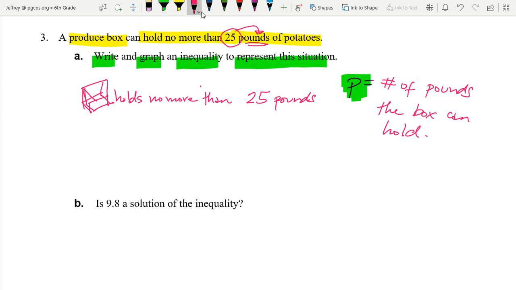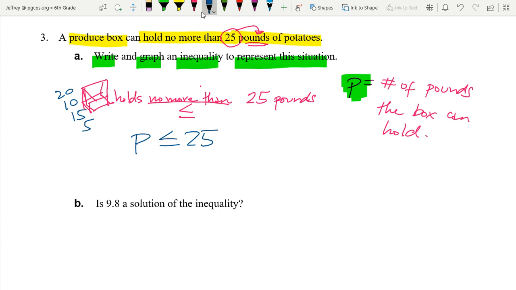So the box holds no more than 25 pounds. The words no more than mean it should be less than or equal to 25 pounds. So our box can hold less than or equal to 25 pounds of potatoes. That means the box can hold 20 pounds, 10, 15, or 5 pounds of potatoes, as long as it's not going to exceed 25 pounds.